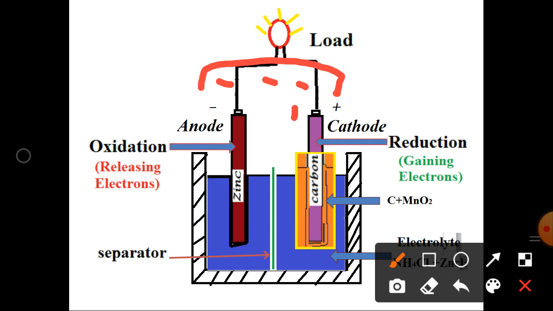The anode has more electrons, so they start flowing from the anode. But the cathode is ready to gain electrons, so automatically we get a potential difference between the anode and cathode. The electrons move from anode to cathode. Due to that, the lamp will glow. That is, the movement of electrons is nothing but current flow, and due to the current flow, the lamp will glow. So this is the main working principle of the dry cell or Leclanché cell.